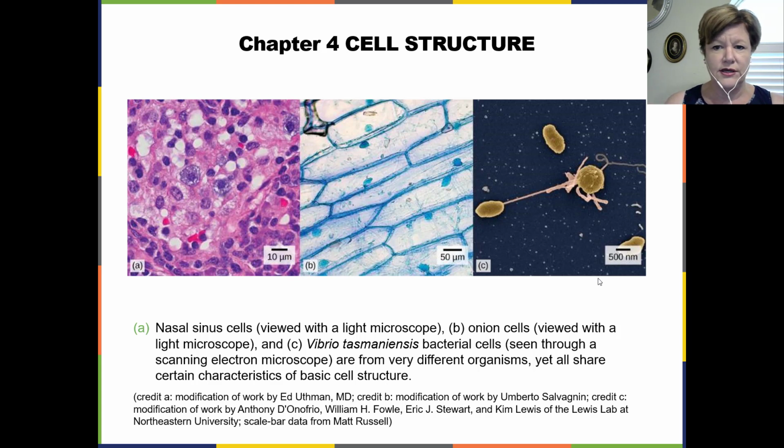Now a nanometer is 1/1000th of a micrometer. So 500 nanometers is half of a micrometer. And so bacterial cells are actually significantly smaller, so much so that you would never mistake a bacterial cell for a eukaryotic cell. And of course, plants and animals are both eukaryotic.